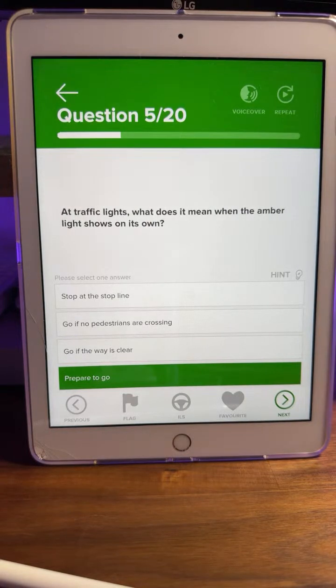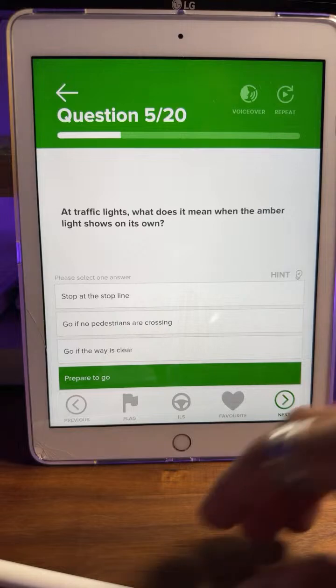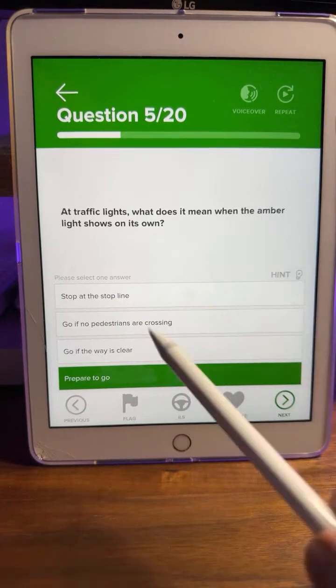Hold on, is it flashing? Evan asks, no, it doesn't say it's flashing. It's just on its own. Good question though, Evan. The question says, what does it mean when the amber light shows on its own? It's not flashing, okay? So let's go from these options.